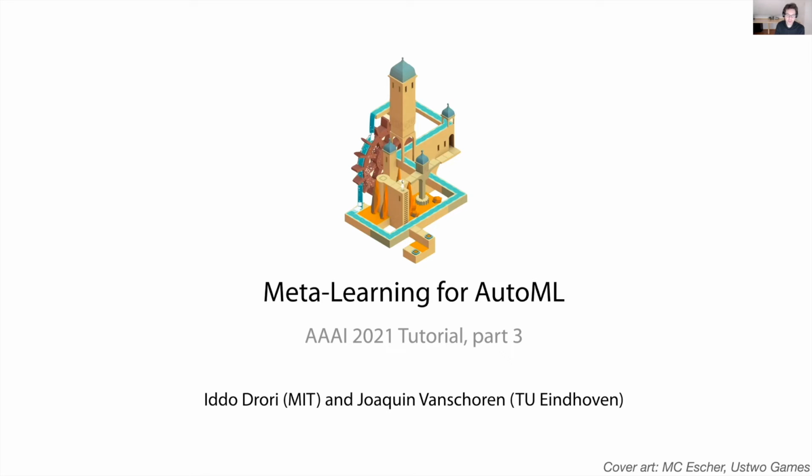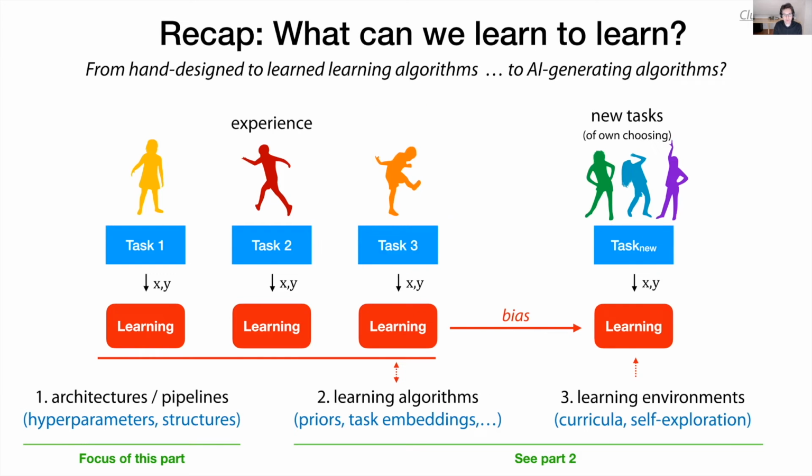Welcome back to our tutorial on meta-learning. I'm Joaquin van Schoren, and in this part, we'll talk about meta-learning for automated machine learning. So just to recap, in the previous part, we discussed how we can learn how to learn algorithms and how we can create new environments. One thing we left open is that in these cases, we kind of assume that the architecture was already fixed. In this part, we'll see how we can also learn the architecture that's ideal for learning the new task.